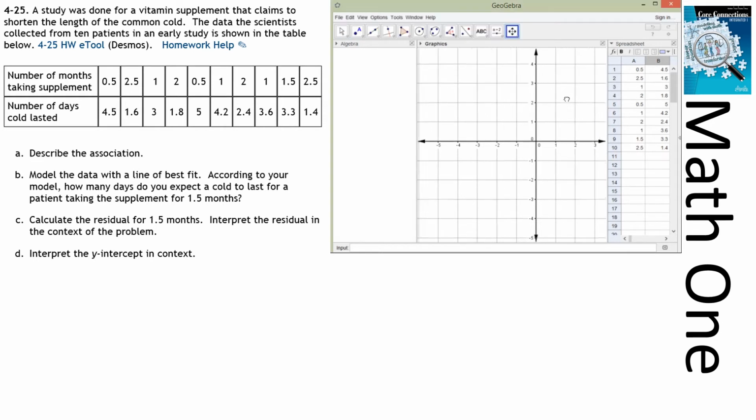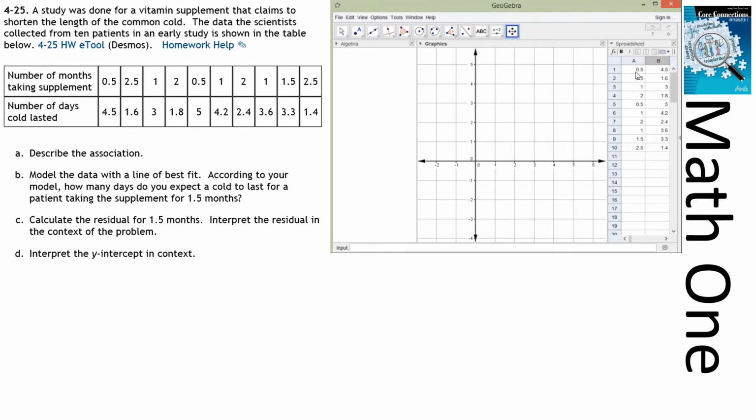The next thing we're going to do is create a list of points based on this data. To do that, I'm going to click in the first cell, A1, hold my mouse down and drag down and over until my mouse ends up at cell B10. Then I'm going to release the mouse, come up here, and in this region I'm going to right click with my right mouse button.